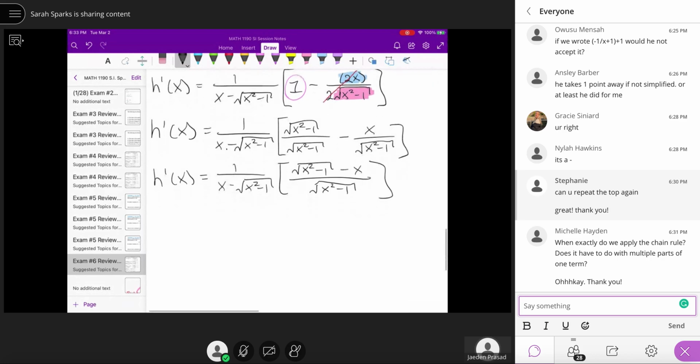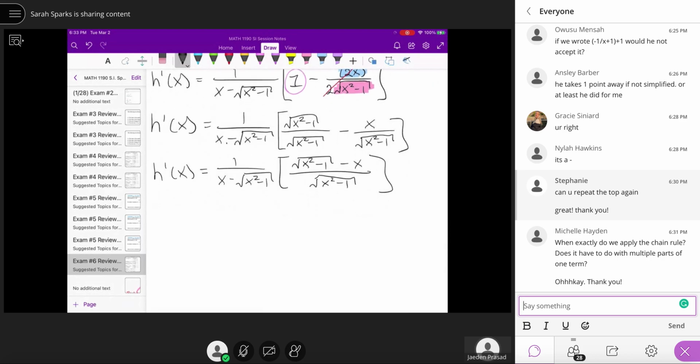Alright, and now we're going to multiply these two fractions together, right? So we're done with derivatives. At this point, we're just doing algebra. So we're going to multiply these two fractions together to get root x squared minus 1 minus x over root x squared minus 1 times x minus square root x squared minus 1.